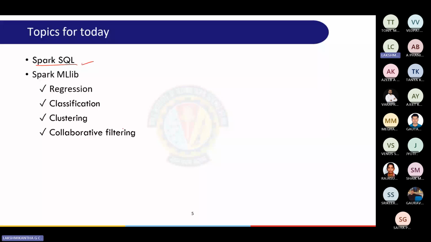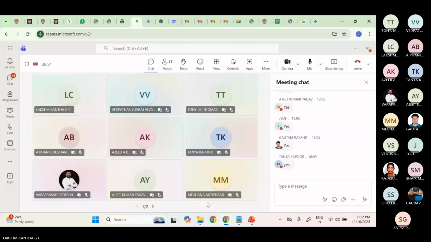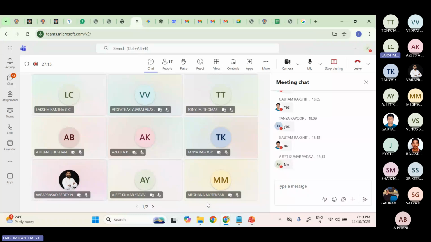Before this, let me see how many of you are familiar with machine learning concepts. Are you all familiar with machine learning concepts, guys? Yes or no? Gautam is saying no. Okay, Ajit is also saying no. Have you not learned machine learning in your degree? Don't you have a subject on machine learning, guys?